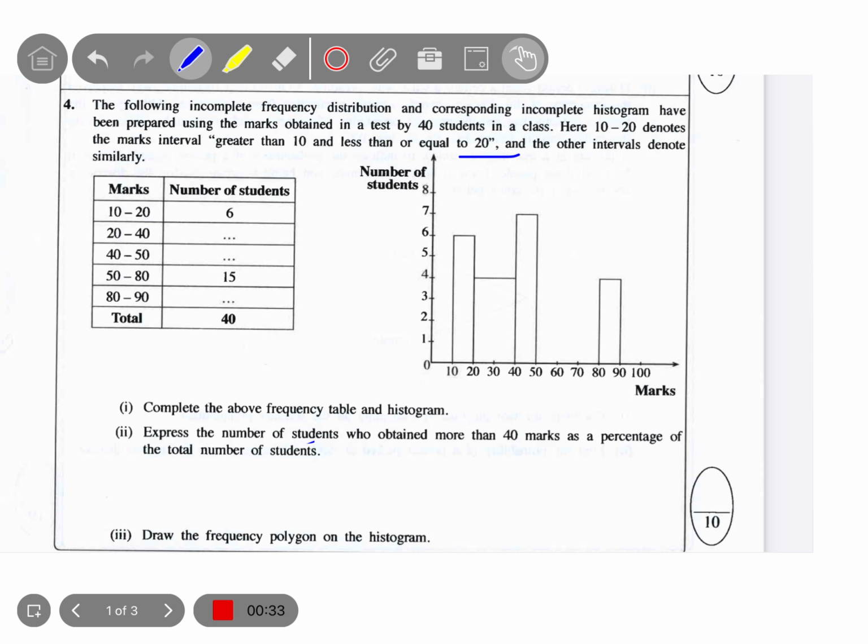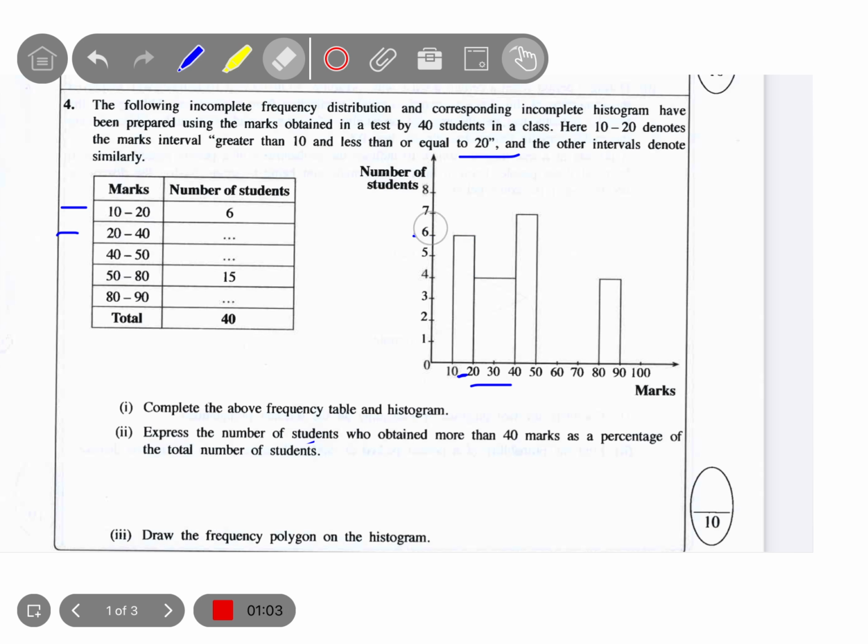Okay, so the first question is to complete the above frequency table and histogram. In the frequency table, 10 to 20 is 6, denoted here. But for 20 to 40, the interval here is 10, but the interval here is 20. What's the value? We cannot just take this as 4, because the bars are not of the same width.